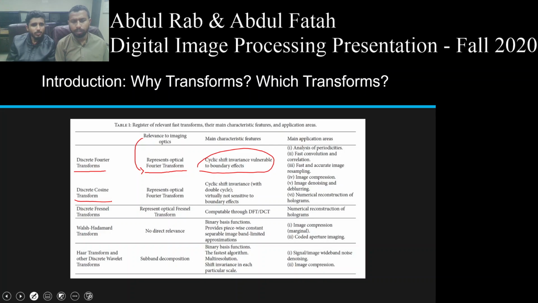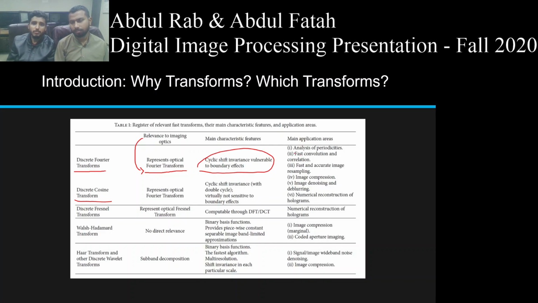It represents the optical Fourier transform, and its main features and characteristics are cyclic shifts with double cycle, virtually not sensitive to boundary. Unlike the discrete Fourier transform, which is actually weak at the boundary, this is not like that one. So the main applications of both transforms, discrete Fourier and cosine transforms, are analysis of periodicity, fast convolution and correlation, and third is fast and accurate image resampling.